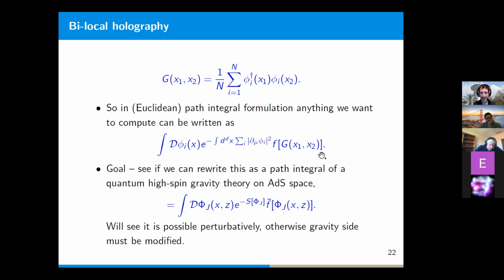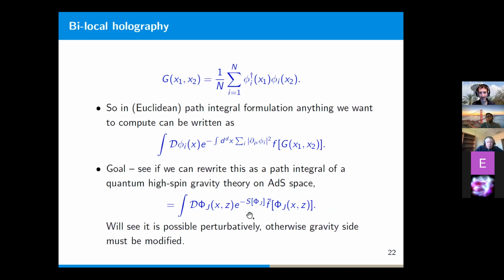And our goal will be to see whether we can rewrite this path integral in the field theory as a path integral that will describe some quantum high-spin gravity theory living on anti-de Sitter space. So we'll try to rewrite this as a path integral over some fields in anti-de Sitter space, labeled by the coordinates x and also this extra radial coordinate z, with some action for these fields and with some functional of these fields that will be mapped to this functional of these bilocal operators.